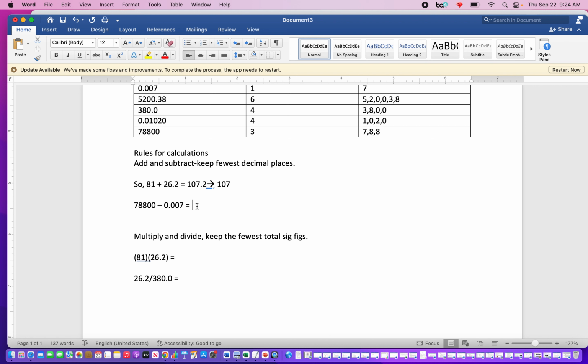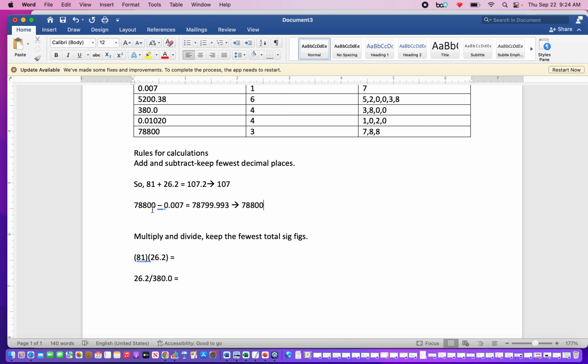On the following one, 78800 minus 0.007. If I do that on my calculator, I get the answer of 78799.993. But my first one has no decimal places, so I'm going to round this to no decimal places. So it looks like 78800. And I know what you're thinking. That's the number we started with. Well, look how little we subtracted off of it, and we weren't real precise on those last two zeros.